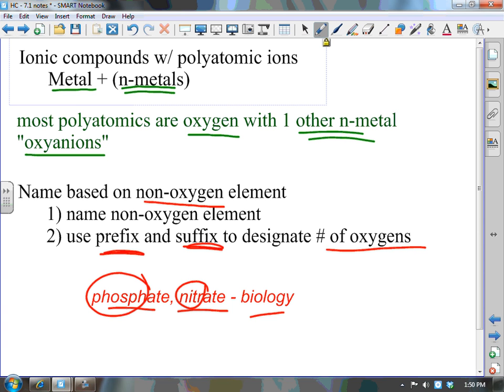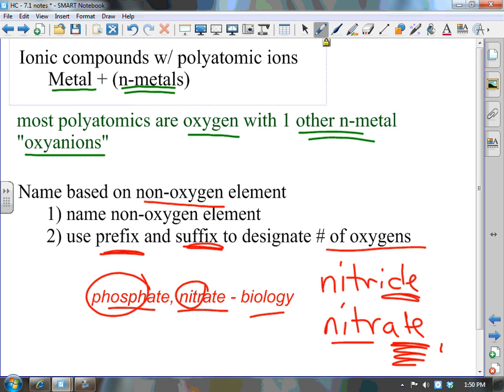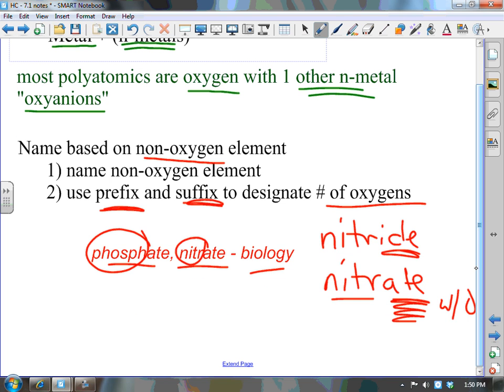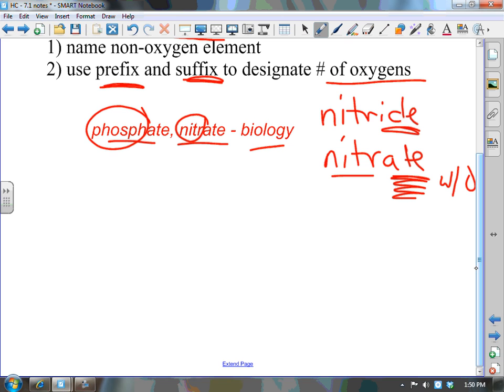Now, big difference here. This is not nitride, because "ide" means alone. This is nitrate. That means nitrogen with oxygen. So a big difference there. Right here, this is what gives people the most trouble, is remembering this simple piece. "Ide" means alone. "Ate" means with oxygen. And we'll look at some other endings here in a little bit.